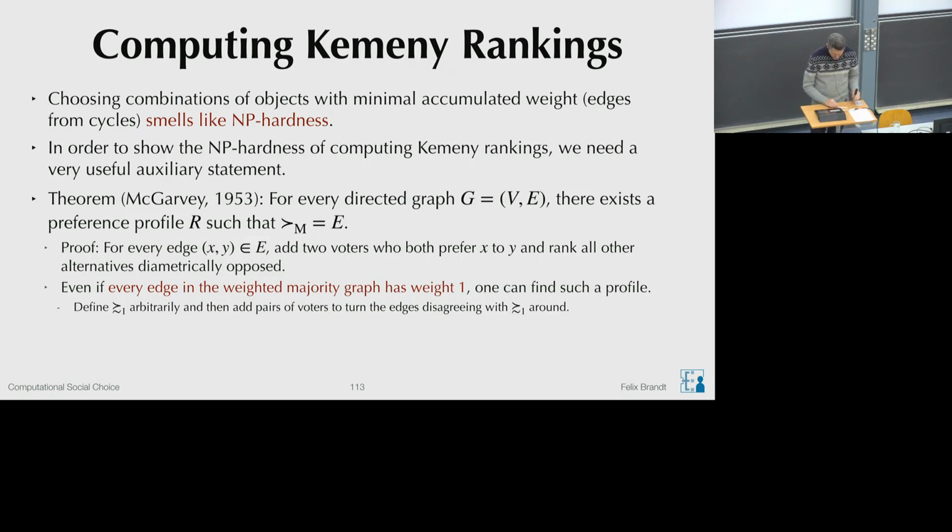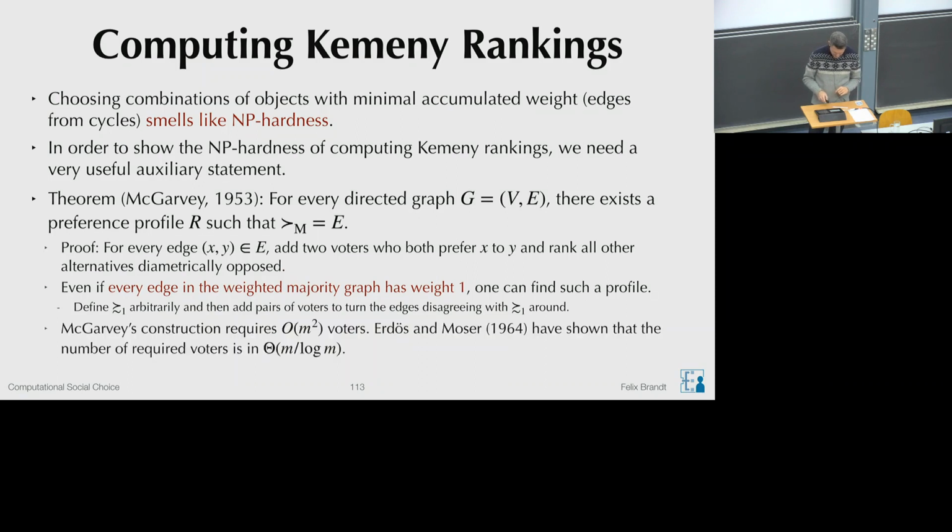Okay, so we will use McGarvey's theorem as a building block, for instance, for proving hardness of Kemeny's rule. But as I mentioned, there are interesting follow-up questions. The construction that I showed you uses a quadratic number of voters, right? Because we are just adding pairs of voters for each edge, and the number of edges in a majority graph is m squared, where m is the number of alternatives.